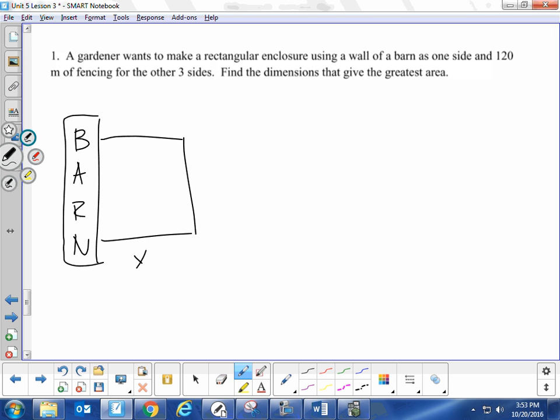We'll say that we have a side X. So this is rectangular, that's X, and this is a Y. They're not the same, they might be the same. We have 120 meters of fencing for these three sides. Now we want to get the greatest area, so we want to maximize my area, which is going to be my length times my width. Okay, so this is the one that I'm going to take the derivative of. This is my optimizing equation.